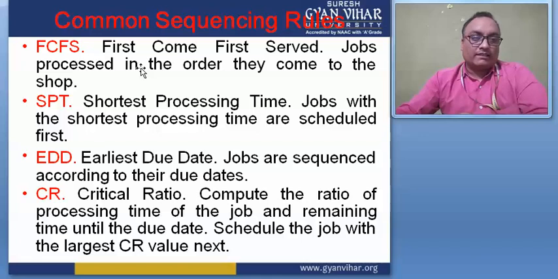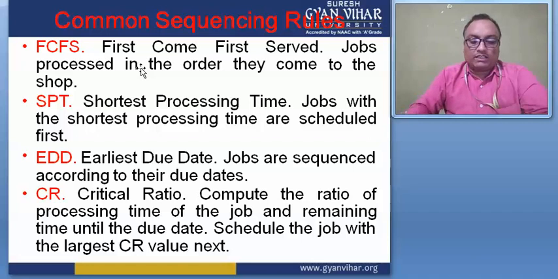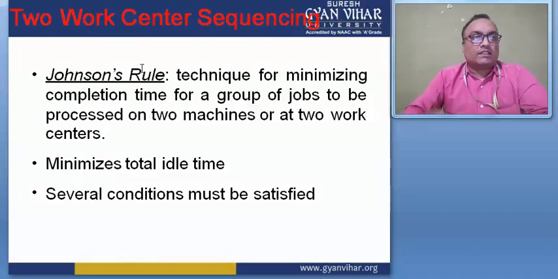And CR is the critical ratio. It computes the ratio of the processing time of the job and the remaining time until the due date, and schedules the job with the largest CR value next, right? So these are some problems related to common sequencing rules, right? And then we move to the next problem, two work center sequencing.